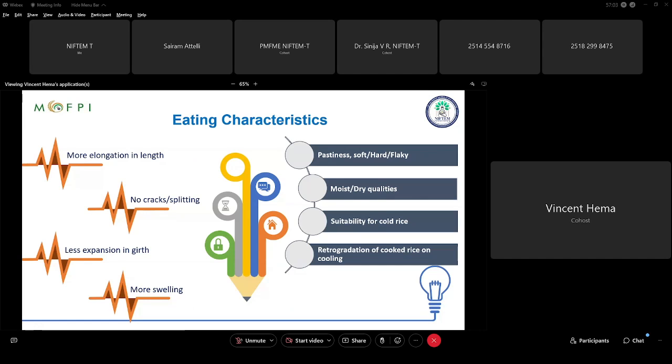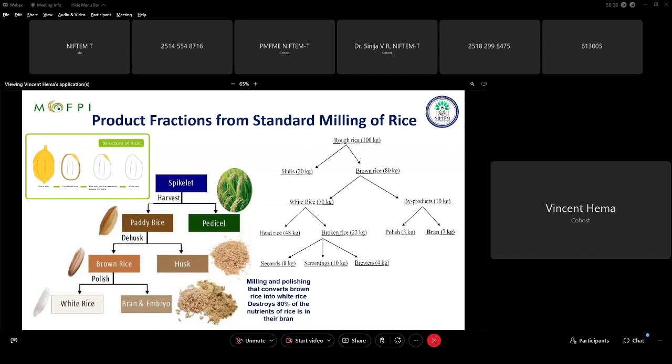These varieties have specific eating characteristics. When you do value addition and processing, these eating and functional properties play a major role, and only then is the rice suitable for processing. Compared with other fine grains, rice has specific suitable pasting properties. We can have soft and hard varieties, flaky varieties, and during processing there are no cracks and splitting. It also swells more due to the functional properties: the amylose and amylopectin ratio is very balanced. That gives less expansion in girth and more elongation in length on cooking, and good retrogradation properties. All these eating characteristics help us process functional and value-added products from rice.